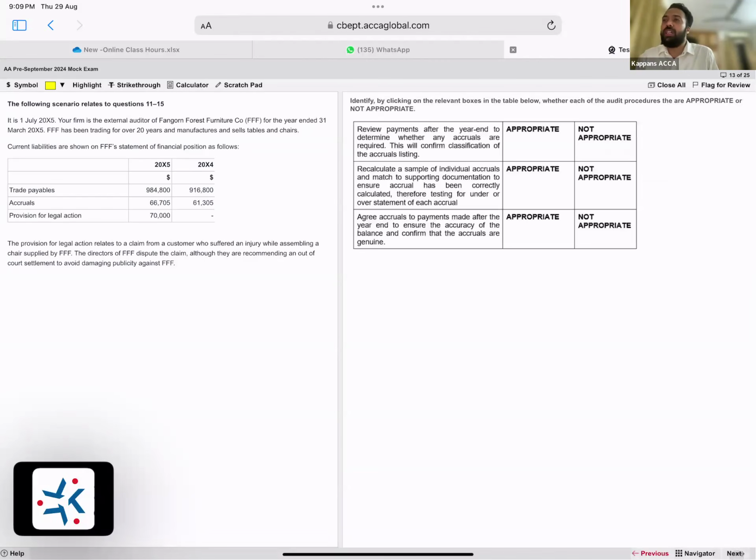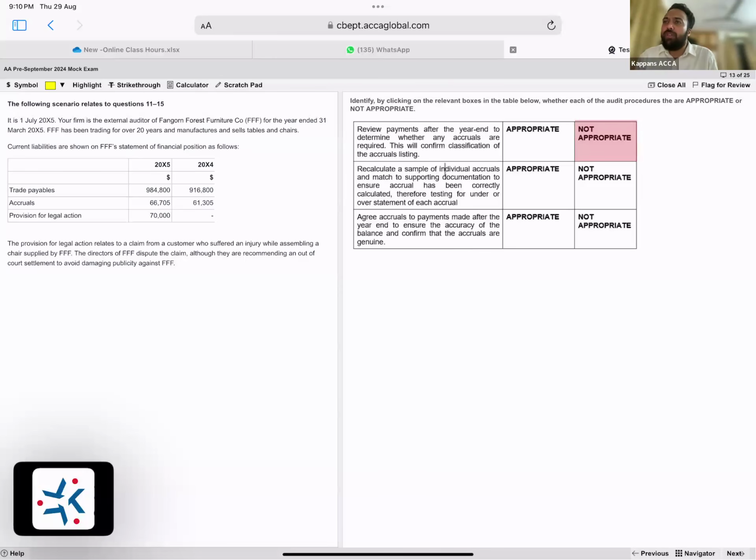The 13th question is again asking about whether the audit procedures are appropriate or not appropriate. So, review payments after year-end to determine whether any accruals are required. This will confirm classification of the accruals listing. No, it's not classification. It actually ensures completeness. Reviewing after-year-end payments is to confirm completeness, not to confirm classification. So to confirm classification, it's not an appropriate audit procedure.